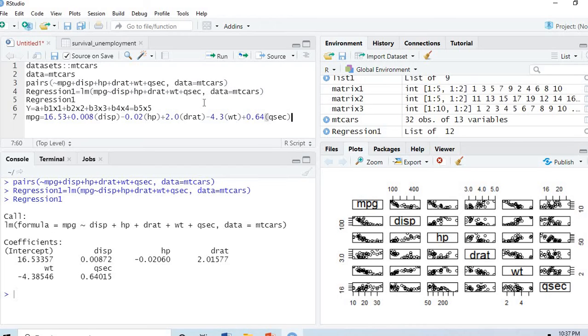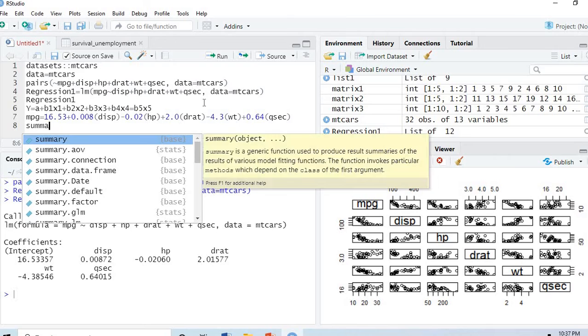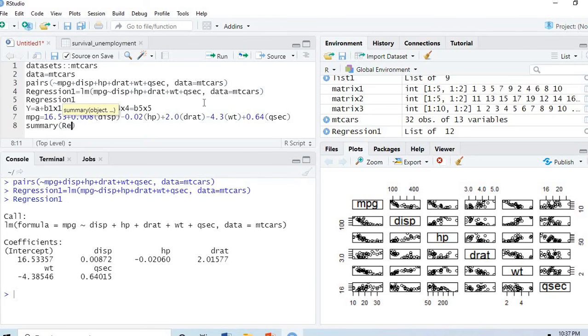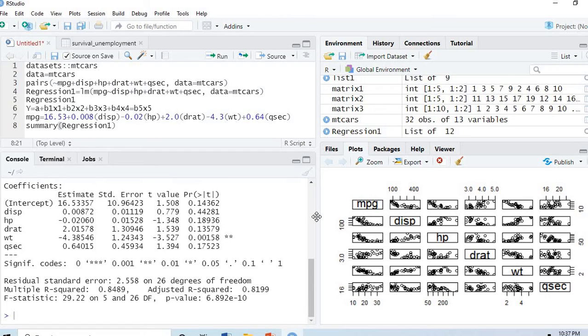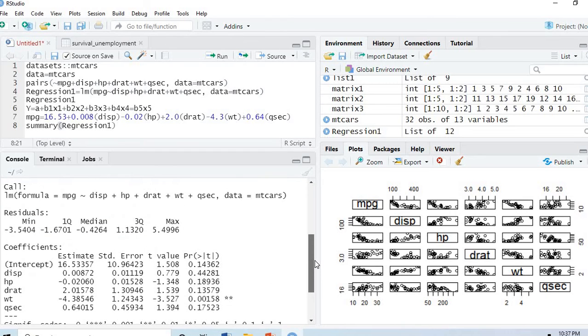Now second, we can explore further statistics for this regression model 1. So what is the command I am using? This one, summary, and our model is regression 1. So we are going to explore more information about this model. Now you can see, as we discussed in the simple linear regression analysis in the previous video, we will have the same results in this multiple regression also.